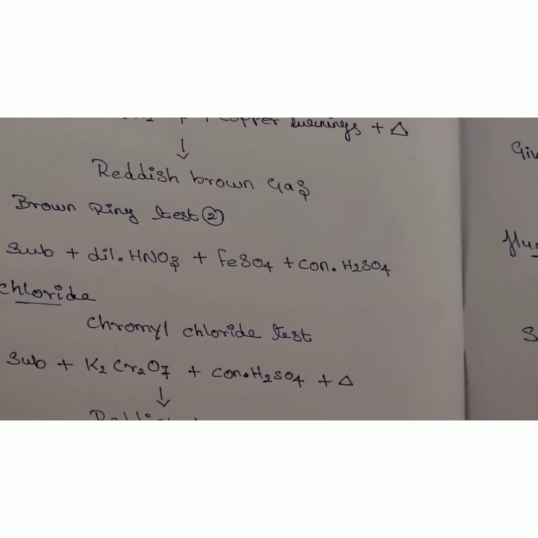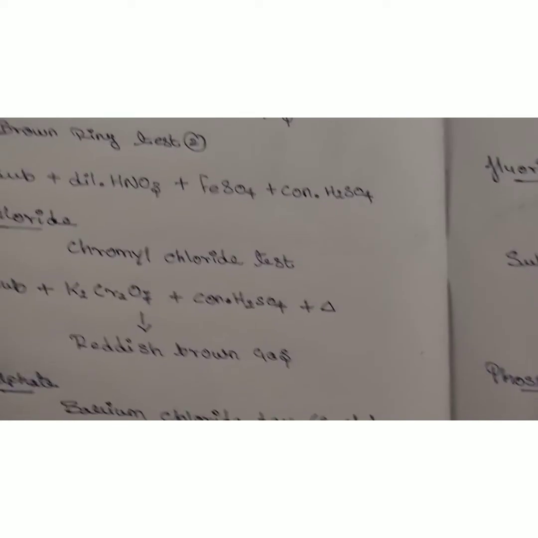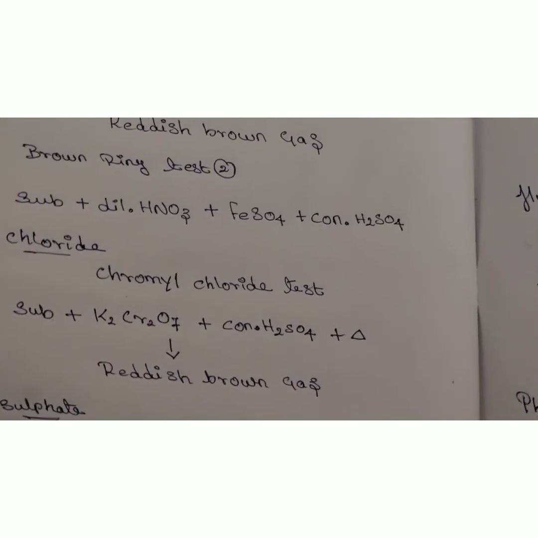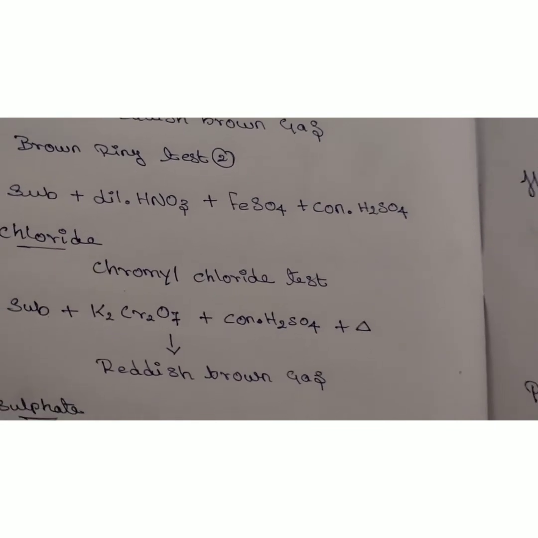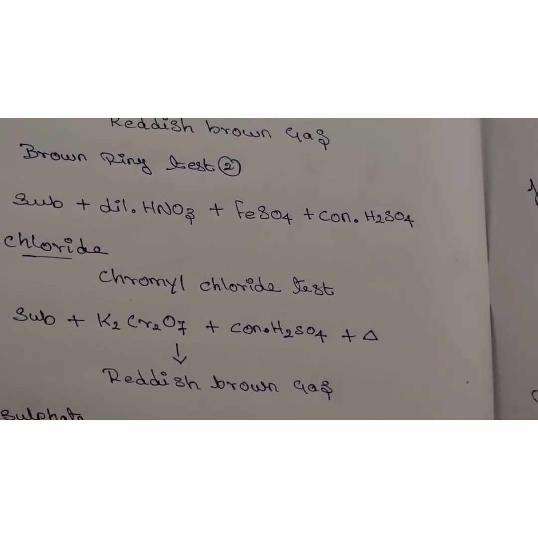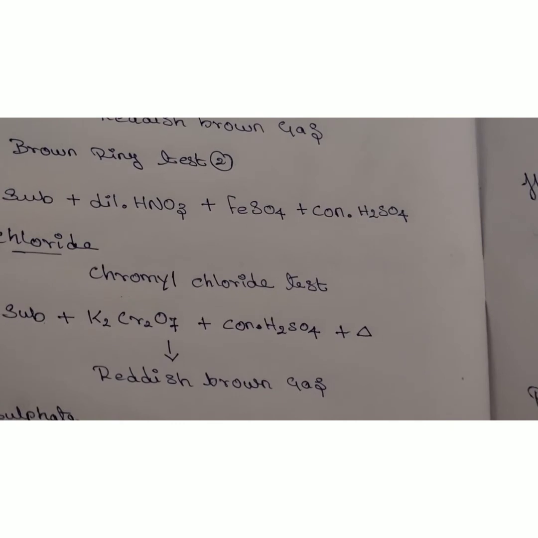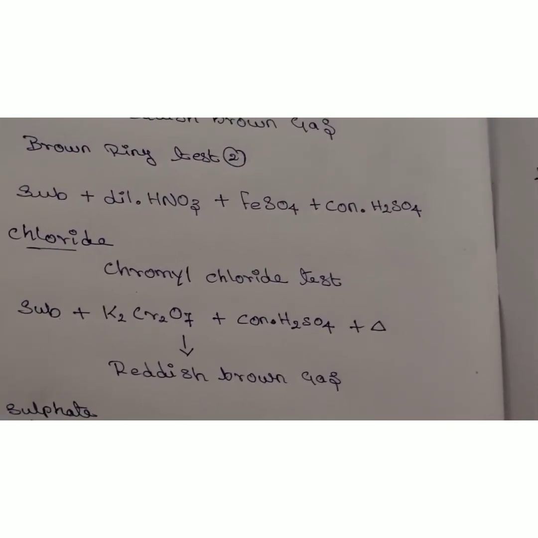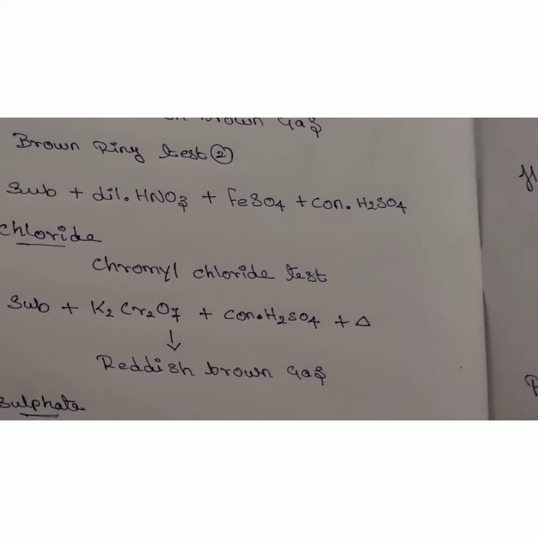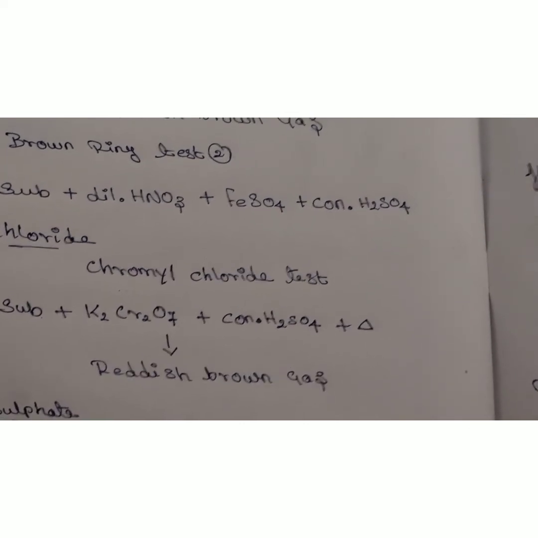On going to chloride, the chromyl chloride test is done. The substance is mixed with concentrated sulfuric acid and K2Cr2O7 solution, and that mixture is heated to get a reddish brown gas. Here also the reddish brown gas indicates the presence of chloride.